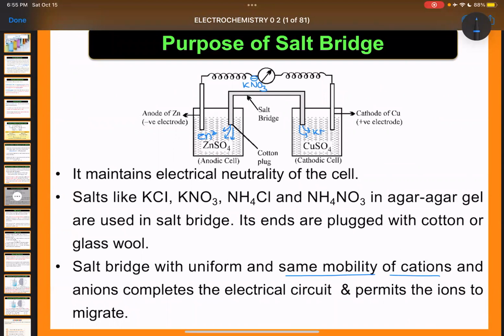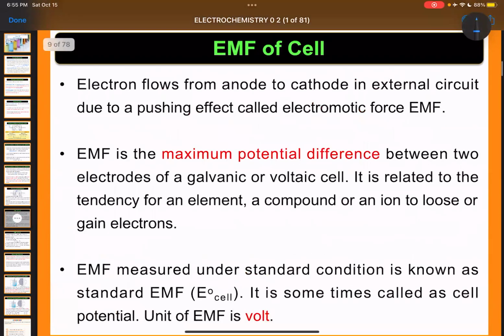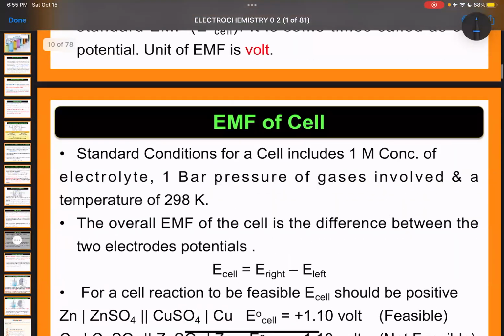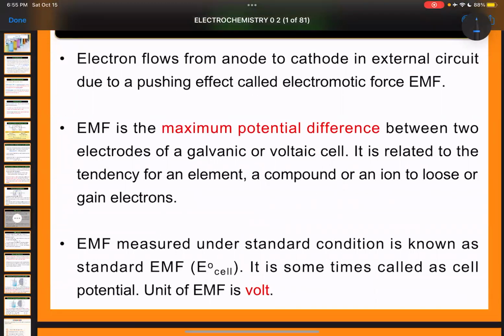The other thing is the EMF of a cell. EMF of a cell is the total voltage of the cell, and for that you need to calculate the individual electrode potential. So how are you going to calculate the individual electrode potential? What's the method? Can you tell me quickly? How do you measure the electrode potential of an individual electrode?